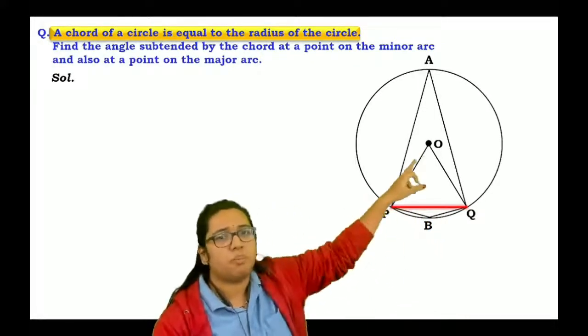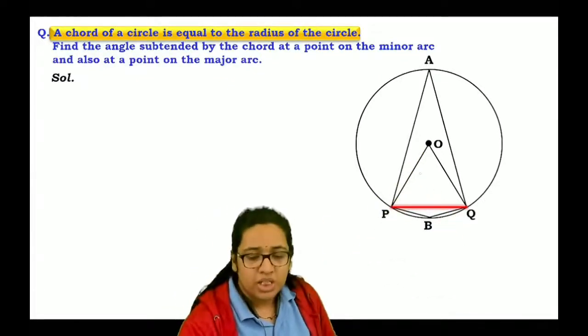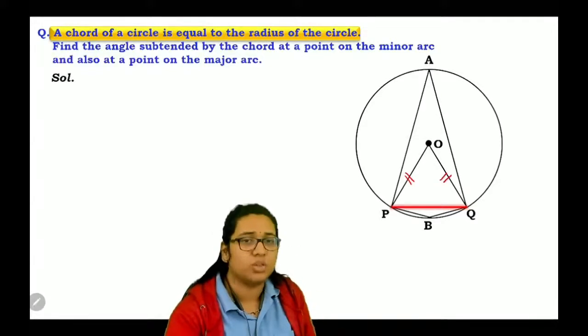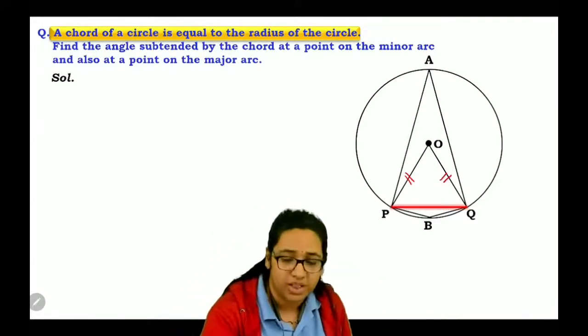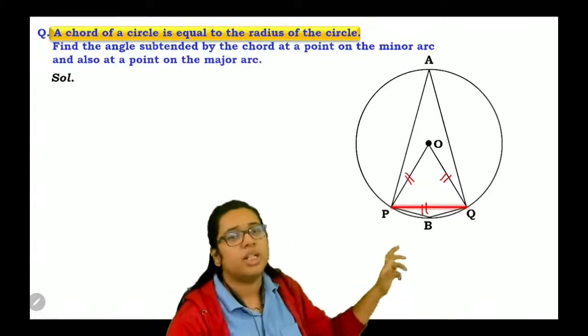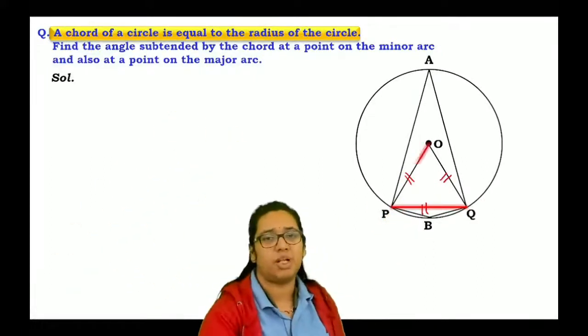Look, what was given: this chord is equal to the radius. It means if you discuss this triangle OPQ, obviously OP and OQ will be equal because those are radii of the same circle. But from the given part, what can you assume? PQ is the same as OP is the same as OQ. You had this part given in the first line.